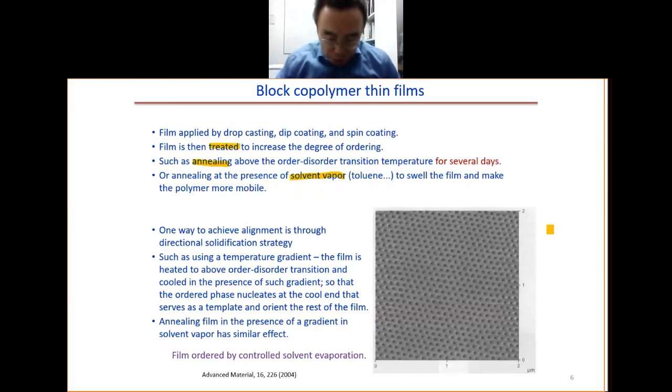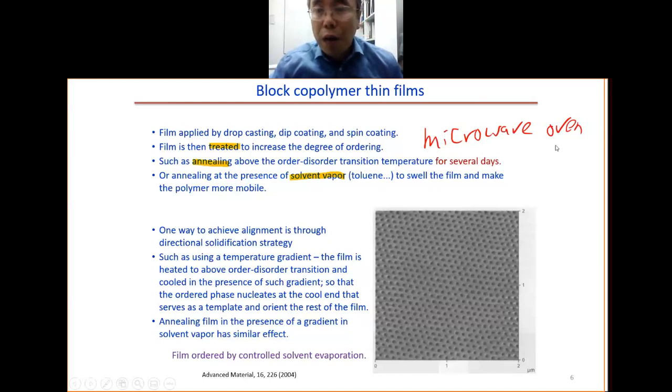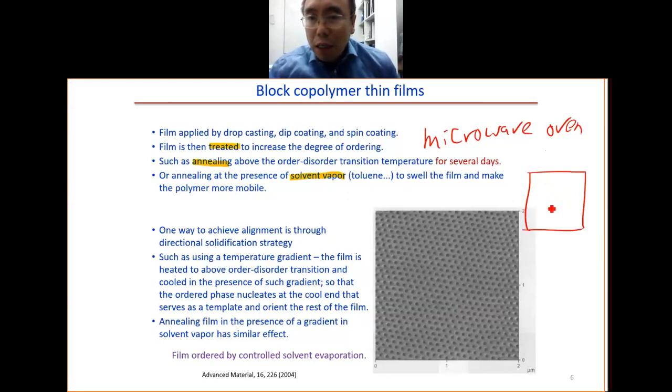But there is a Canadian professor who used a microwave oven for self-assembly. This is a normal kitchen microwave oven. What she did was put a beaker with some solvent in the microwave oven, for example toluene. Then you put your wafer there.